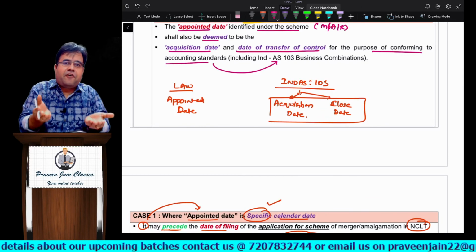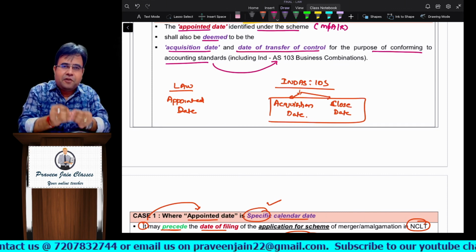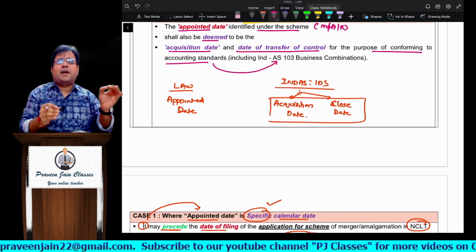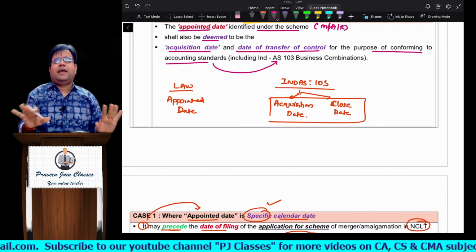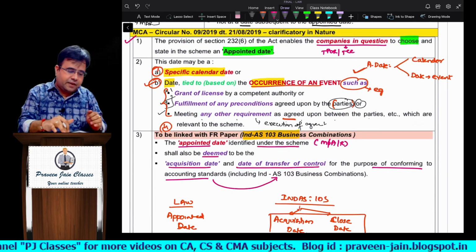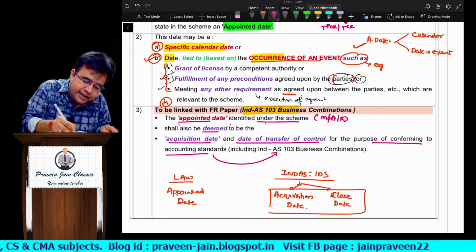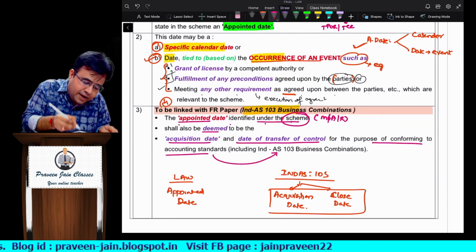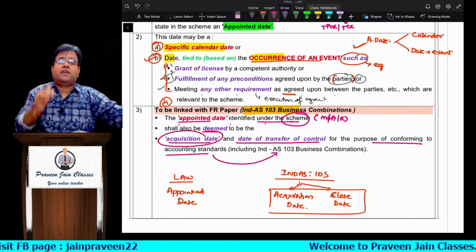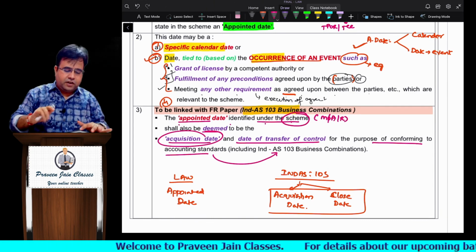See, when you read your FR paper, mostly this particular aspect of company law, your faculty will definitely not be calling you, sir. What he will generally be talking about, ki bhaiya this is there in your company law paper, section 232 पढ़ लेना, खेल खत्म दुकान बंद. So at least I thought कि चलो भाई let us see that standard also, what it is saying. Otherwise in our circular also it was the same. What was mentioned, sir? The appointed date identified under the scheme shall also be deemed to be the acquisition date. मतलब whatever is the appointed date for company law purposes, the same will be the acquisition date for FR Ind AS 103 purposes. So that is what was mentioned.